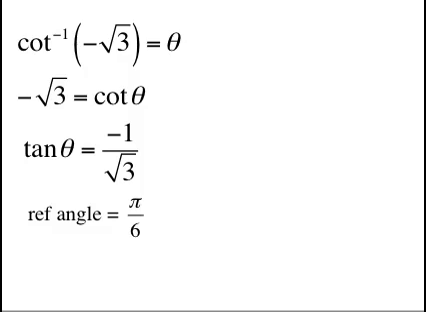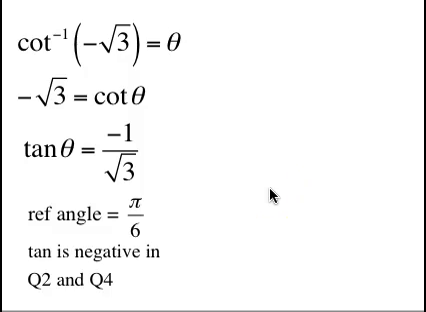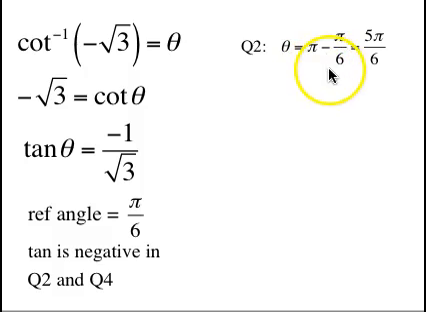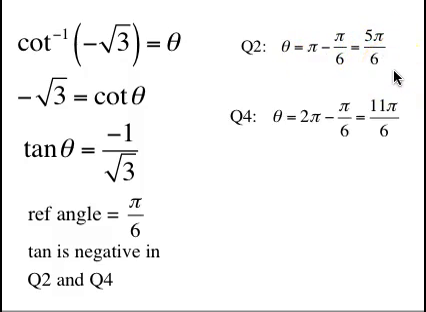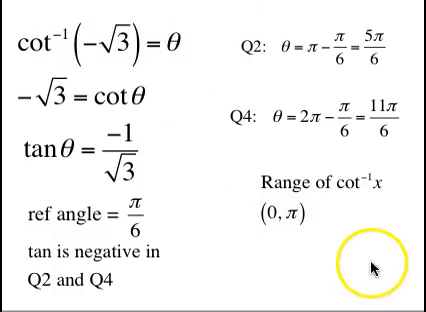Where is cotangent negative? In quadrant 2 and quadrant 4. Where is tangent negative, which is what this question is asking, also quadrant 2 and quadrant 4. So in quadrant 2 will be pi minus pi over 6. In quadrant 4, 2 pi minus pi over 6. So again, quadrant 2, pi minus pi over 6, 5 pi over 6. Quadrant 4, 2 pi minus pi over 6, 11 pi over 6. And our original question was inverse cotangent. So we think of the range of the inverse cotangent going from 0 to pi, and one of these two numbers is in that range, namely the second quadrant answer, 5 pi over 6. And that will conclude this lesson.